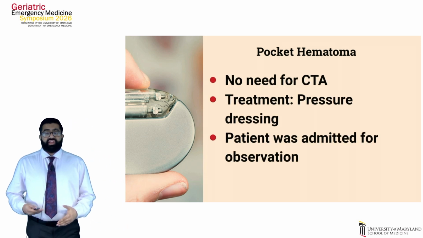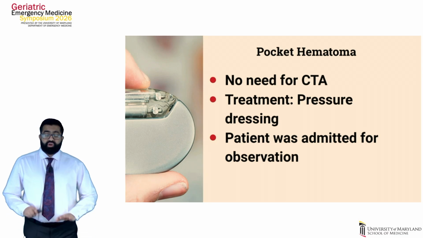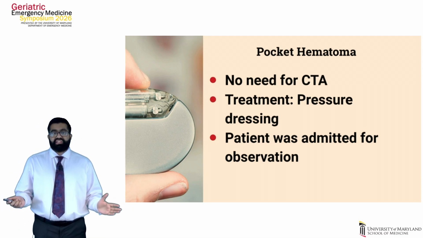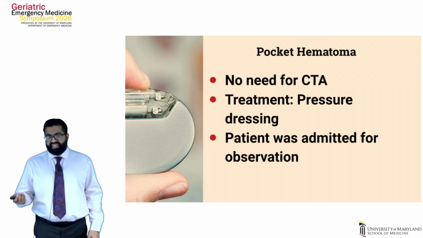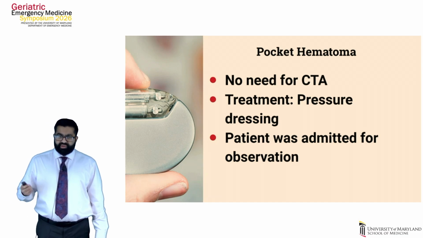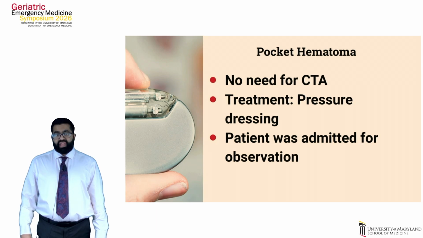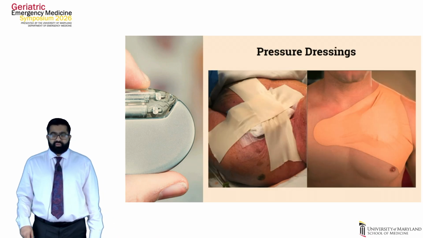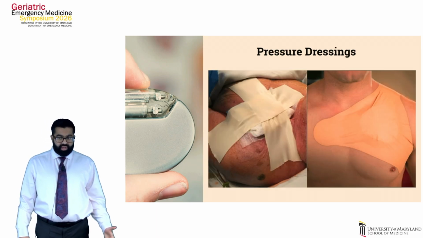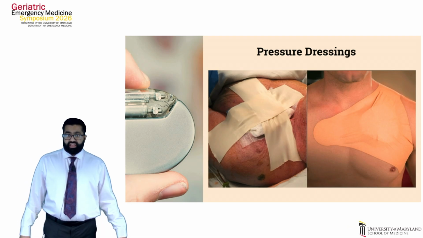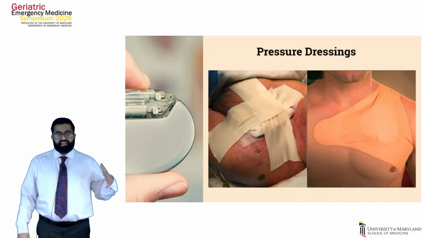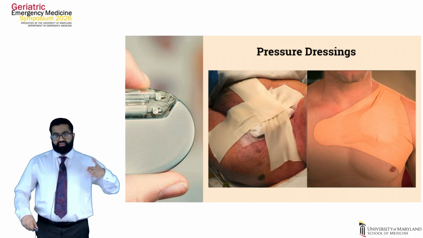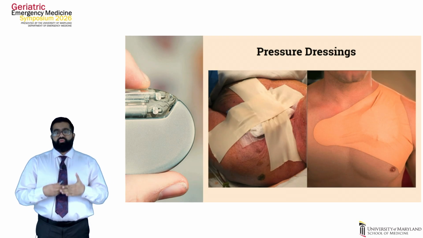Fortunately, we can manage these conservatively. We don't need to CTA these, and the treatment's pretty simple. It's just a pressure dressing. We admitted the patient because his hemoglobin was low. He was observed and then later discharged. Now, what's a pressure dressing? Well, there are commercially available ones that you could ask your friendly neighborhood cardiologist, but if you don't have access to that, just take some gauze and compressive tape and make sure that you can really squish down that hematoma and it will reabsorb.